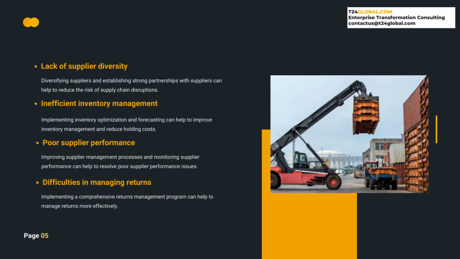Poor supplier performance. Improving supplier management processes and monitoring supplier performance can help to resolve poor supplier performance issues. Business operations activities involved in supplier management include supplier performance evaluation, supplier risk management, and supplier corrective action. The key persona involved is the supplier relationship manager. The related IT software customizations details include implementing supplier management software and integrating it with the ERP system.